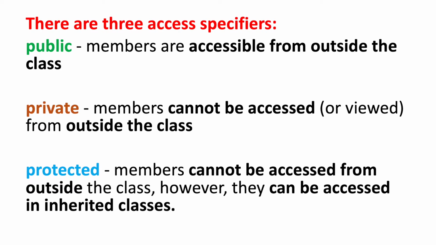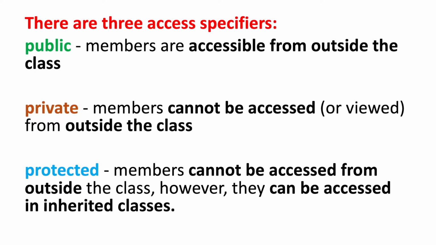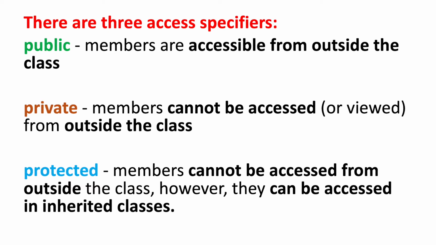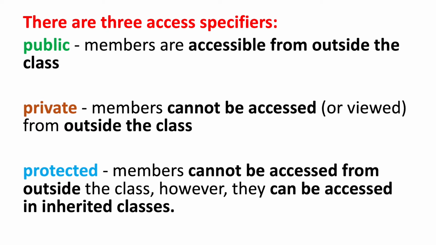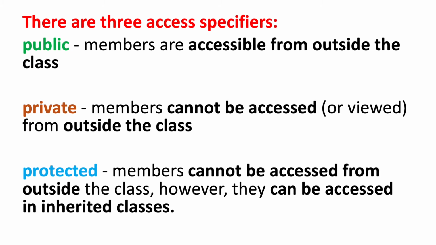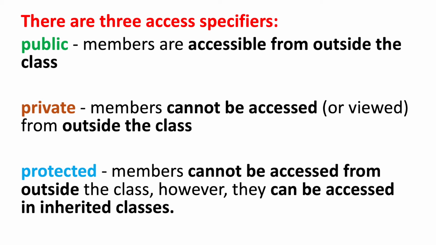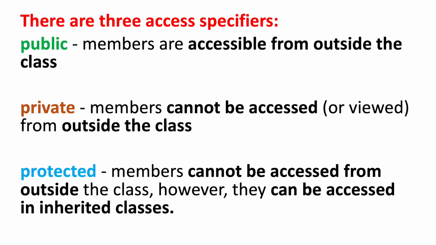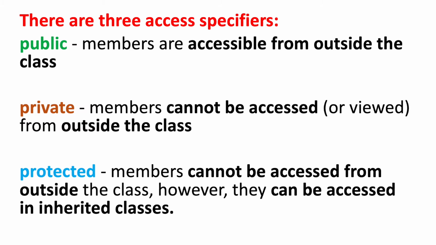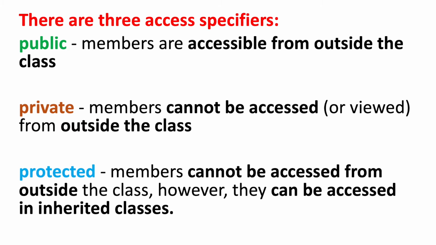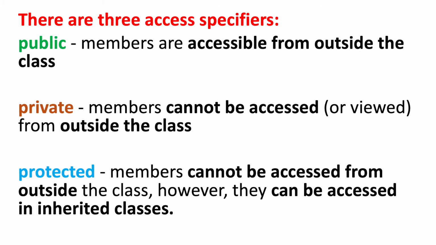Public members means it may be a data member or a member function. These two are the members of the class. If you define these members as public, they are accessible from outside the class as well. You can access them inside the class, that is okay, but outside the class these members are accessible too. That is the first one.